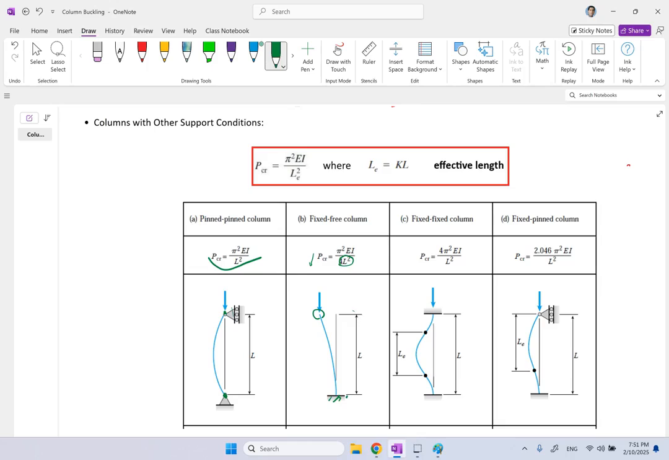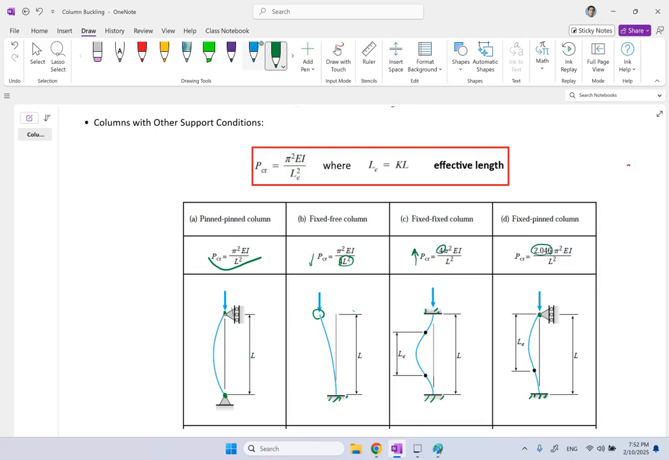If you do it with both fixed, then it's going to be 4 times bigger actually. So you're going to tolerate a lot more before buckling. And if you do it with one end pivot and one end fixed, then this is going to be 2 times bigger than the pivot-pivot scenario, 2.04.